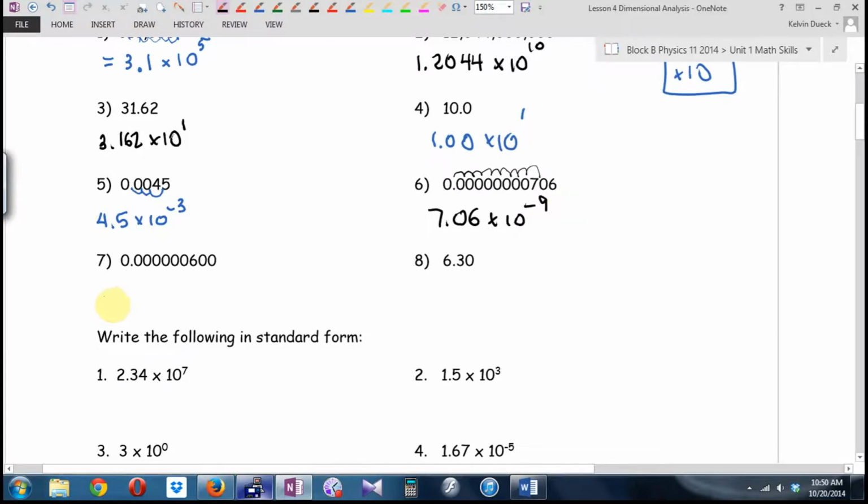Number 7. How many sig figs does number 7 have? 3. Otherwise, why would they put those trailing zeros there, right? So it's going to be 6.00, 3 sig figs, times 10 to the negative, I counted wrong. 1, 2, 7? Double check. Yeah?